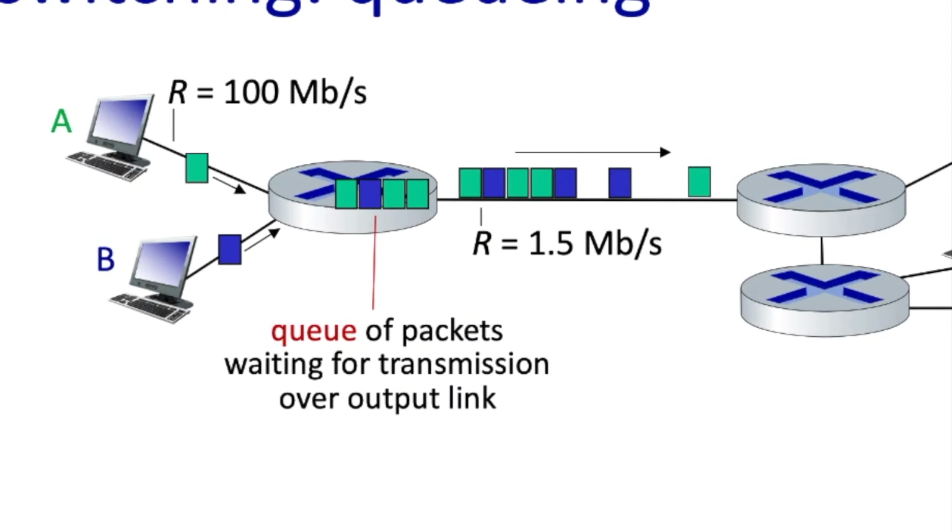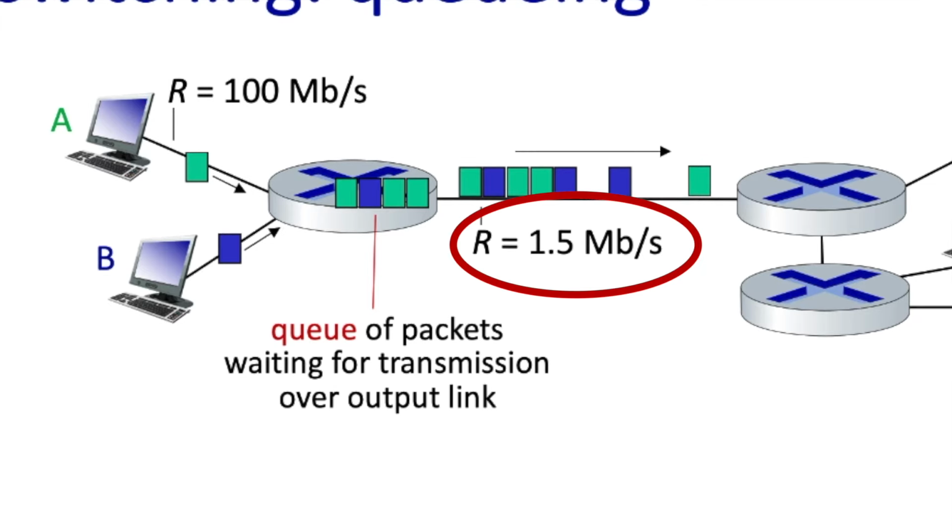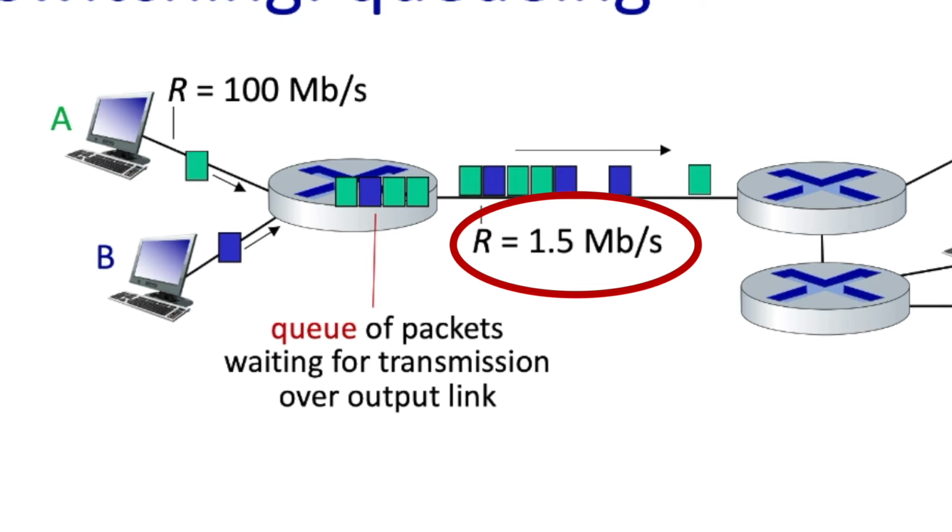The transmission rate R of the link from A to the first hop router is 100 megabits per second, as is the second link from B to the first hop router. But the transmission rate of the link from the first hop router to the second hop router is only 1.5 megabits per second. It's almost 100 times slower.